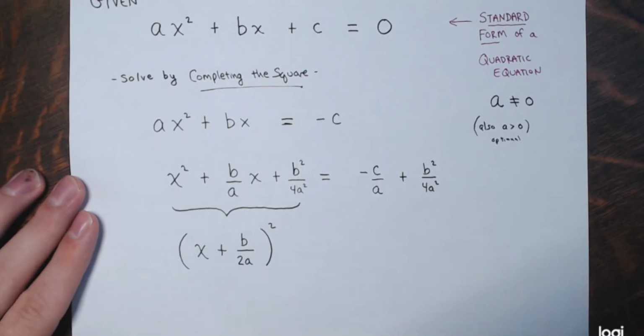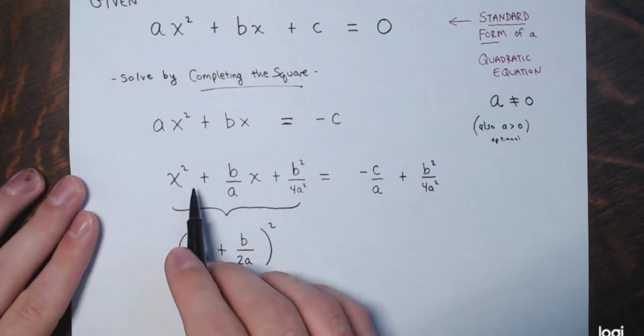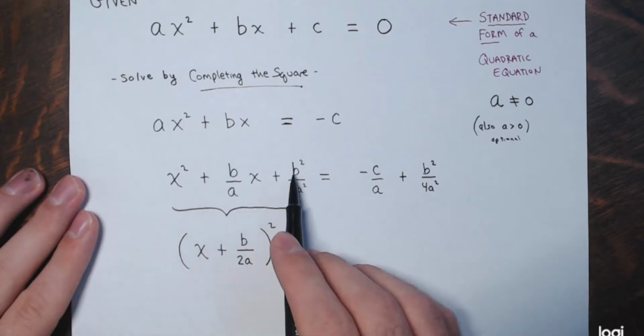And you can double check. I know there's lots of letters, but it shouldn't be too difficult. Take x plus b over 2a and multiply it by x plus b over 2a again. Do all the foiling, combining like terms. You'll get x squared plus b over a x plus b squared over 4a squared.